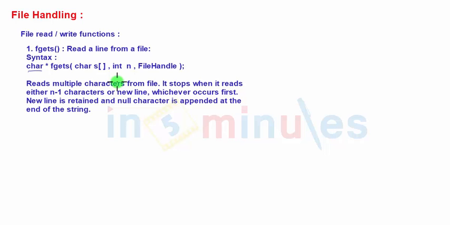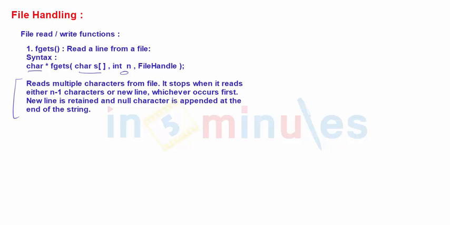But how does it read? Let's see in detail. It reads multiple characters from the file. It stops when it reads either n-1 characters or a new line, whichever occurs first. The new line is retained and a null character is appended at the end of the string. So it reads a maximum of n-1 characters from the file into the string, or it will stop at the first new line character, that is the \n character.